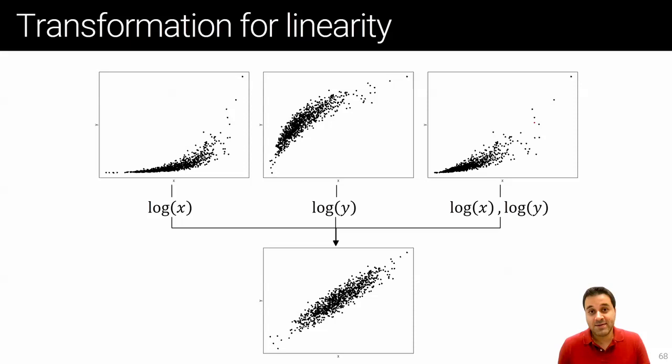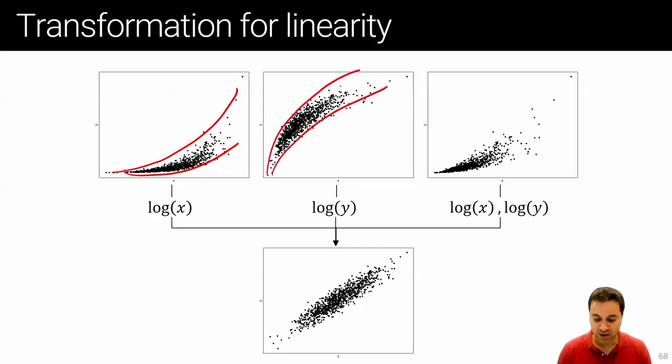And the question arises the same. When should we transform and what kind of transformation? Again, rules of thumb here. If your data looks something like this, you could try and apply a logarithmic transformation on the x. If the data look something like this, try the transformation on the y. And if it looks something like that, try the transformation on both. And you might end up with something that looks like this, like a linear relationship.